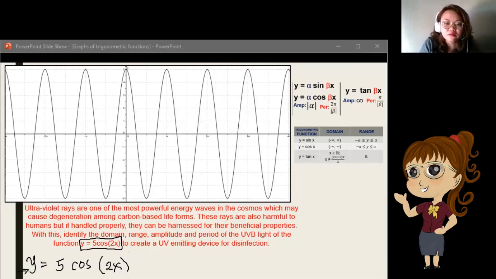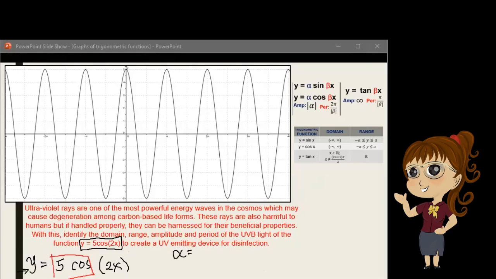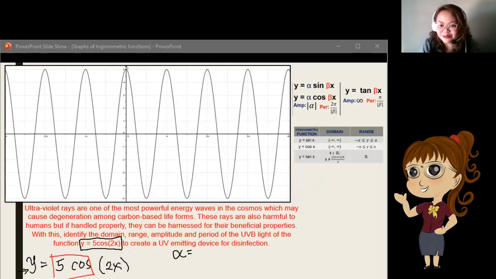All right. Okay, tama po ang mga nagchat po sa atin. Very good, very good. Let's first identify your amplitude. Amplitude is the numerical coefficient of your function. So in this case, let's have Adrian. What will be our alpha value or our amplitude?